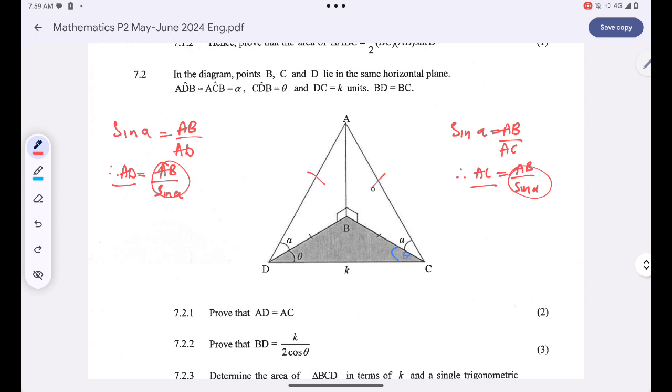Already we know that these two are equal. We are supposed to prove that BD is equal to that over there. Where is BD?